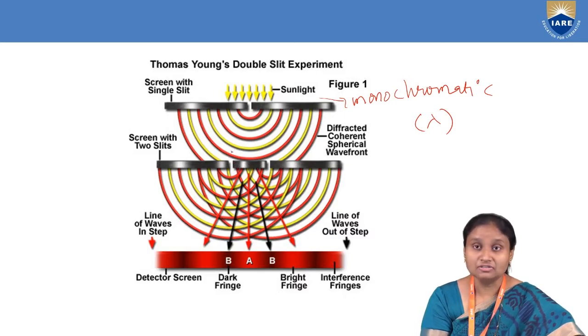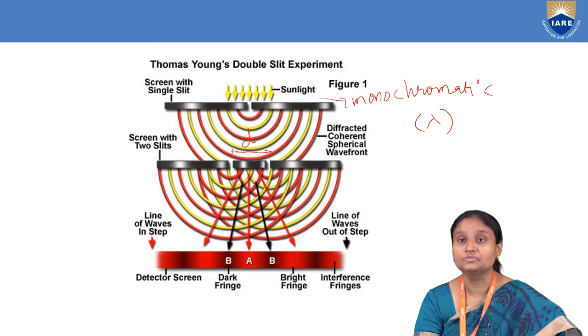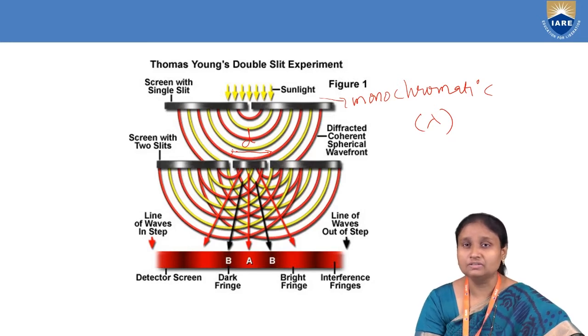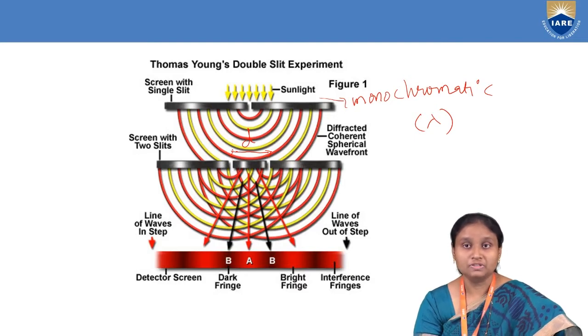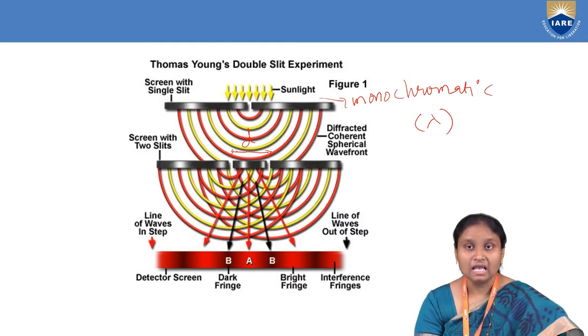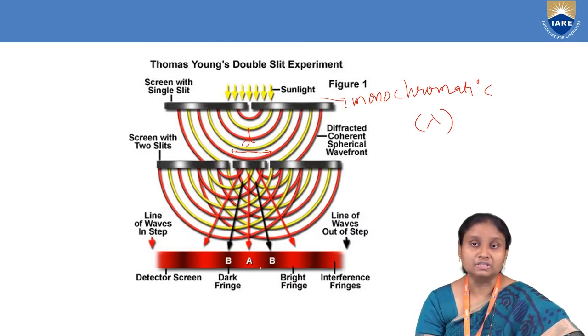What is the distance of separation between these two slits? It is taken as small d. Small d represents the distance between the two slits, and this d value is very, very small. Once the spherical wavefront coming from the single slit passes through these two slits, it gets divided into two parts. Superposition of these two spherical wavefronts takes place, and as a result we get an interference pattern.